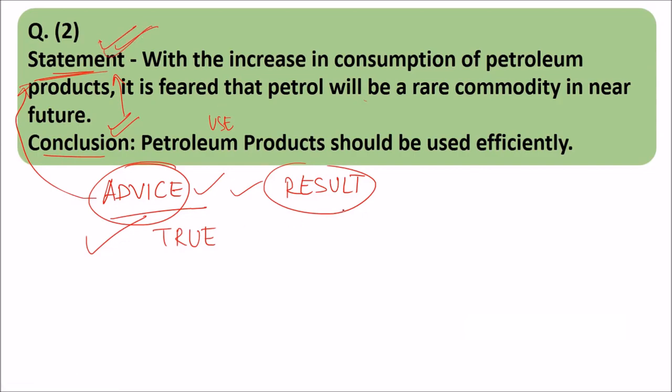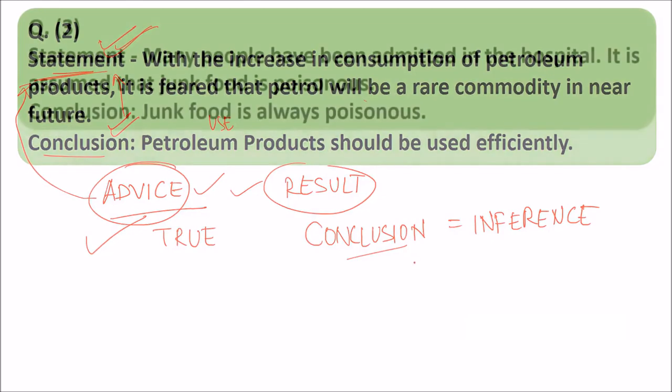Now always remember over here another thing is that the conclusion which they have given means the same as inference. So they might say check out which of the inferences is correct, they might say which of the conclusions is correct, okay? So it is the same word, so they might use it interchangeably.